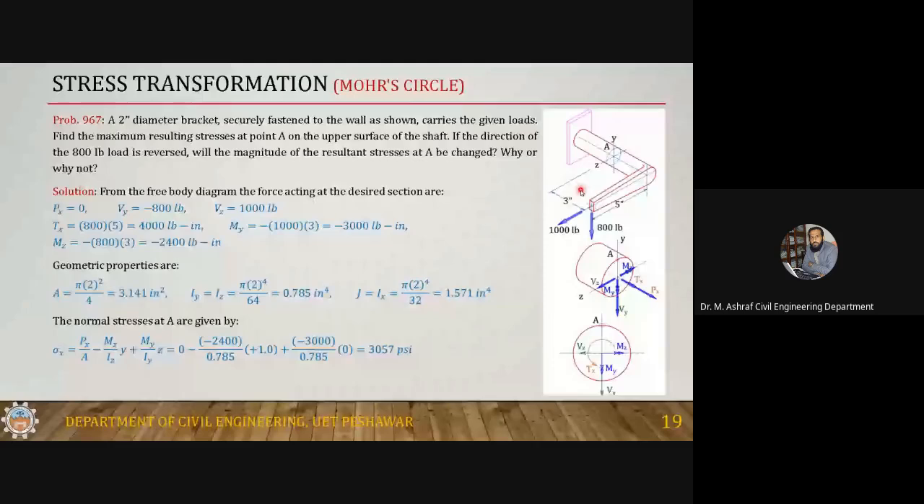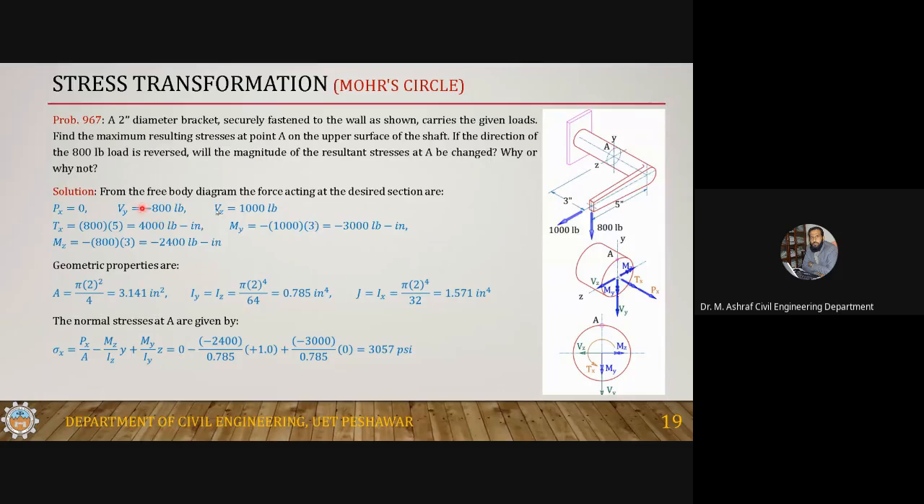Okay, so he's saying that the maximum resulting stress at point A on the upper surface of the shaft, if the direction of the 800 pound load is reversed, will the magnitude of the resultant stress at A be changed? Why or why not? If it changes, why, and if it does not change, why not? So this is the case.